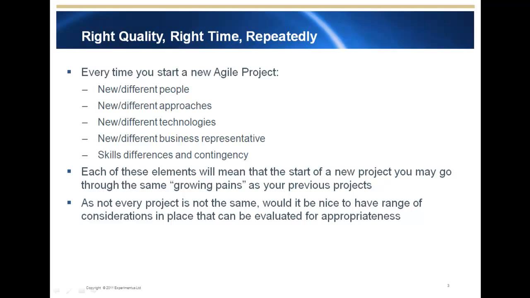Now, would it not be nice to be able to enable getting the right quality at the right time and repeatedly on every IT project with a consistently high quality output? This slide identifies a number of factors that can play a critical part in providing a consistent high quality start to an Agile project. Every time any one of these factors is encountered, and particularly when a multiple combination of these factors occur, these will cause changes to the practices of the team.